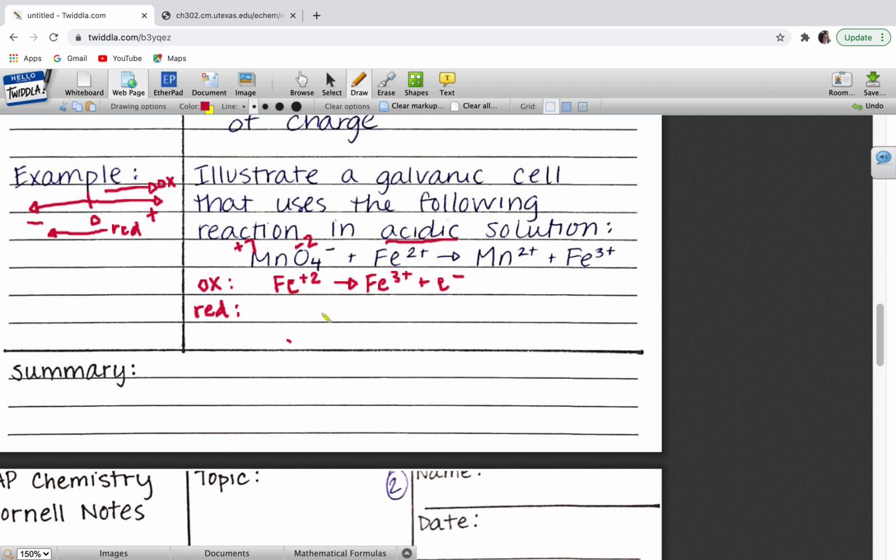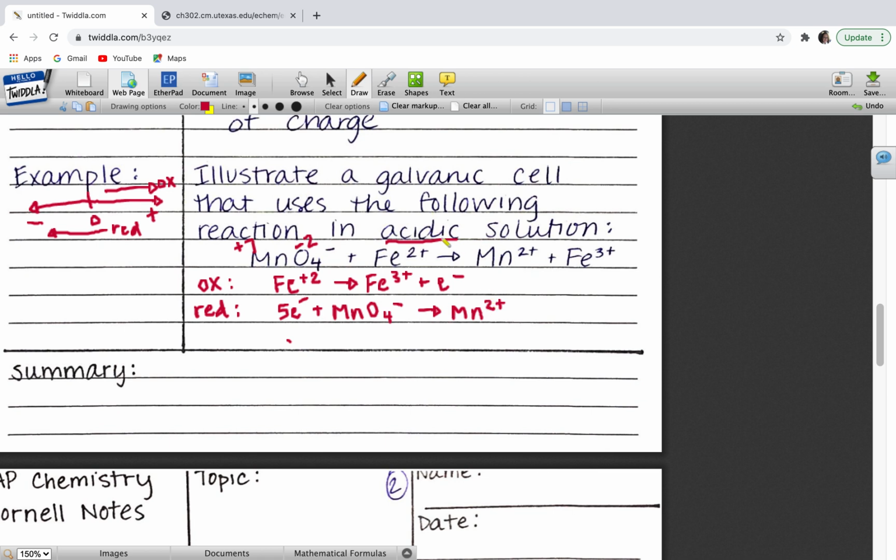Now let's talk about this reduction, and I'm going to give myself some room over here. We have the permanganate ion becoming manganese +2. Now, obviously, that's not a balanced reaction. I know that it's going from +7 to +2, and the difference between 7 and 2 is 5, so it's gaining 5 electrons to do that. But that's still not balanced because I have these 4 oxygens here.